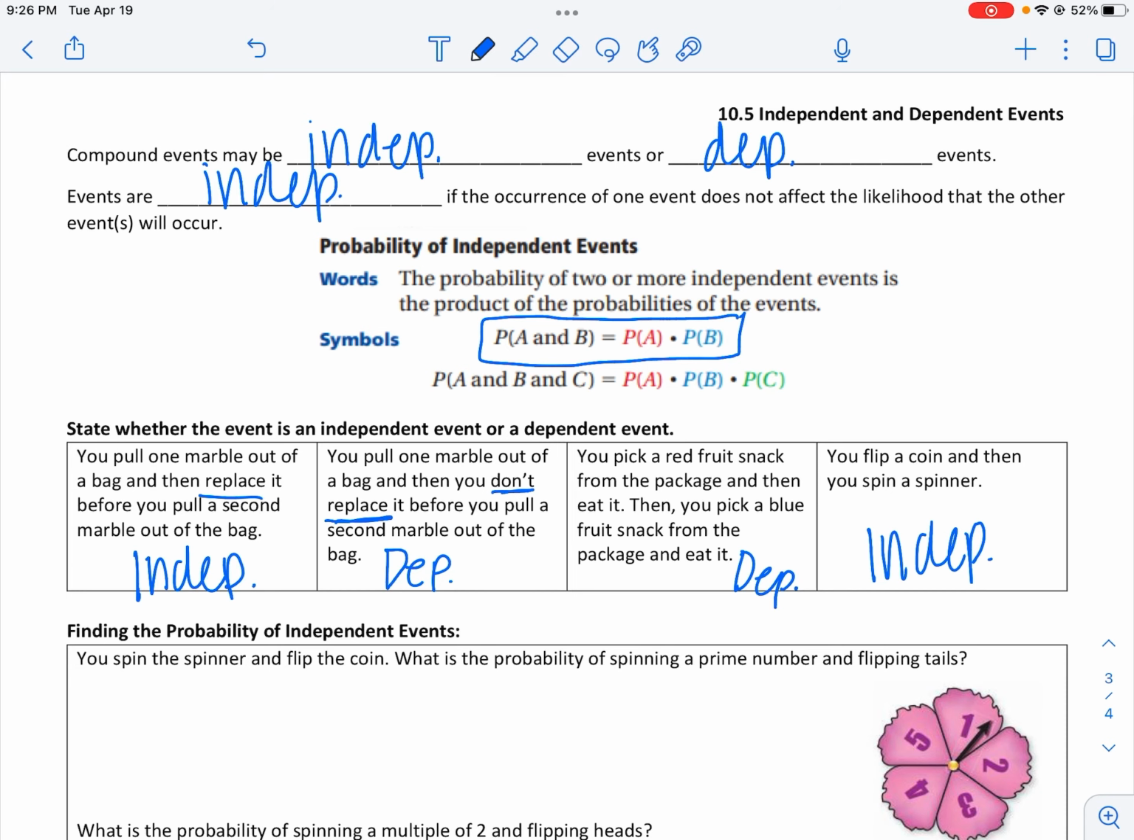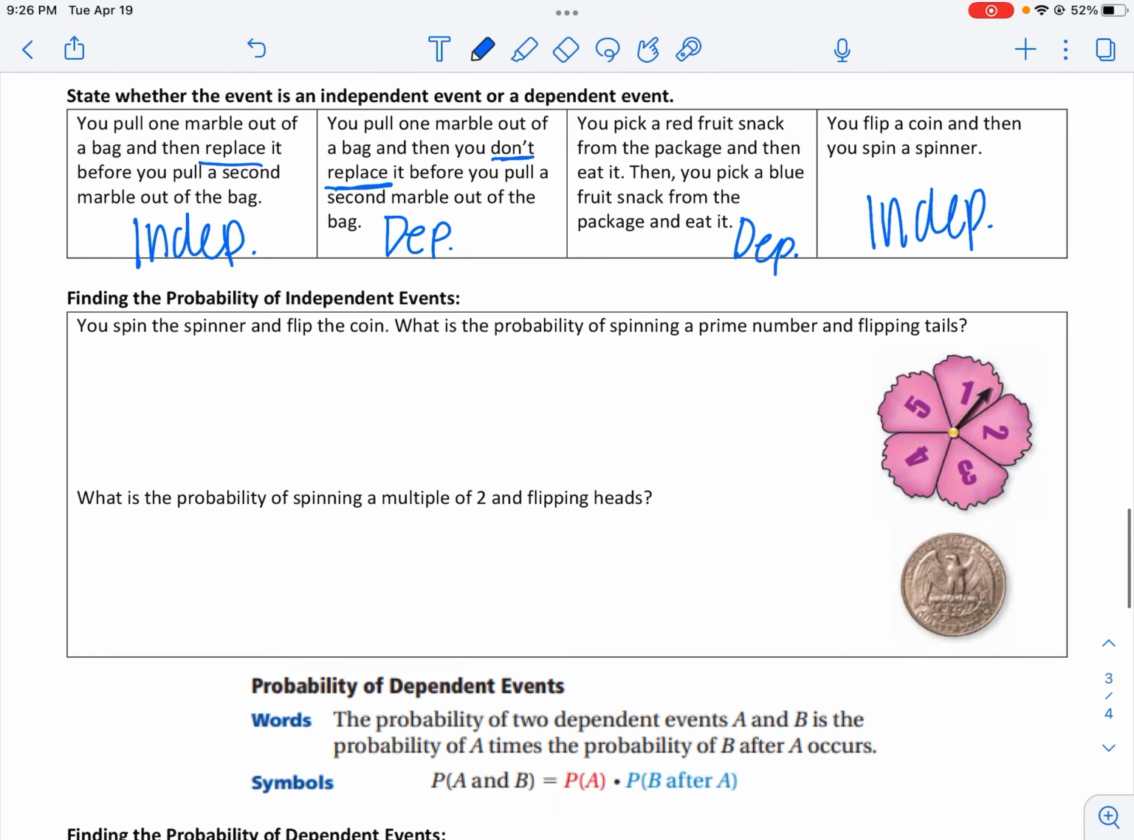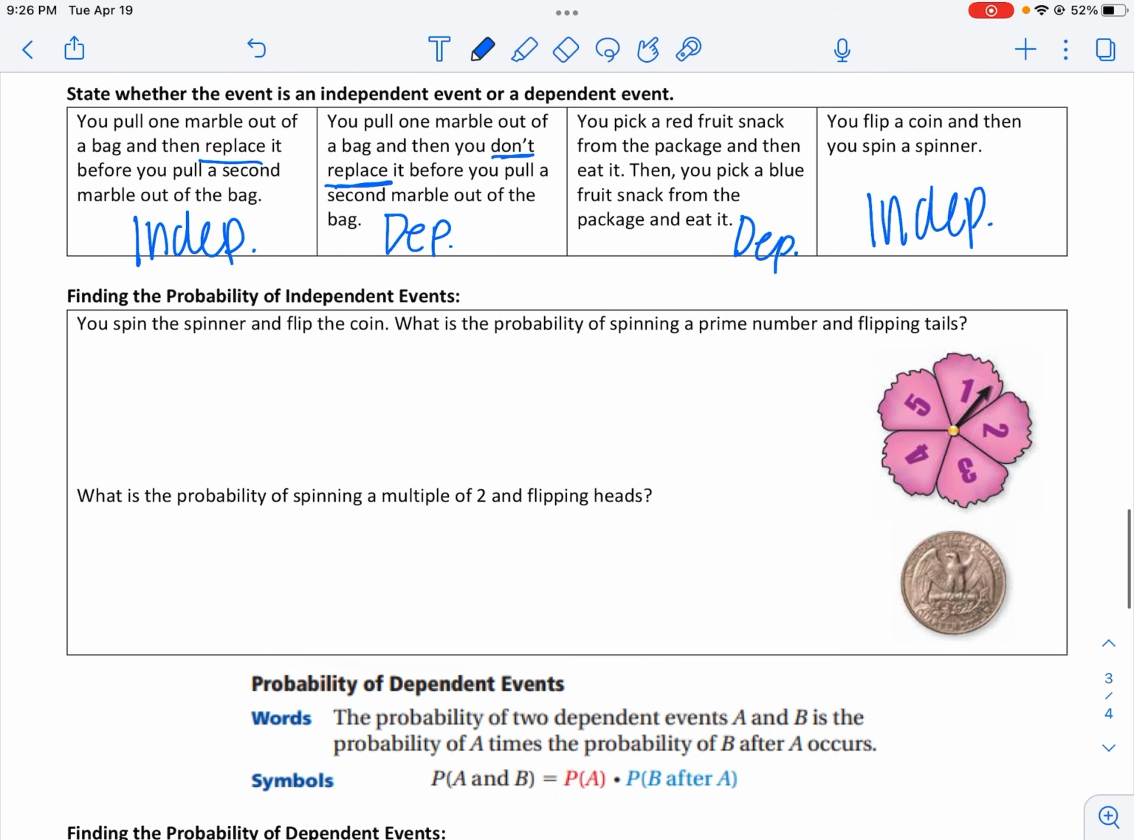Next, we're going to be finding the probability of independent events. It says, you spin the spinner and flip the coin. What is the probability of spinning a prime number and flipping tails? All I'm going to be doing is multiplying both of these probabilities. It's an independent event because spinning the spinner has no effect on flipping the coin. It doesn't matter.